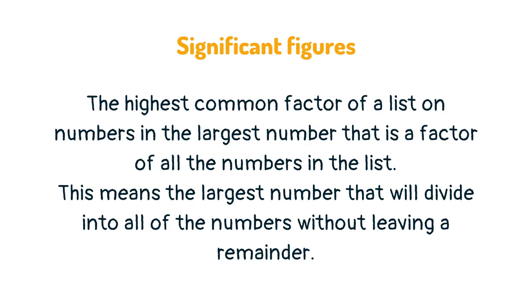The highest common factor of a list of numbers is the largest number that is a factor of all the numbers in the list. This means the largest number that will divide into all of the numbers without leaving a remainder.